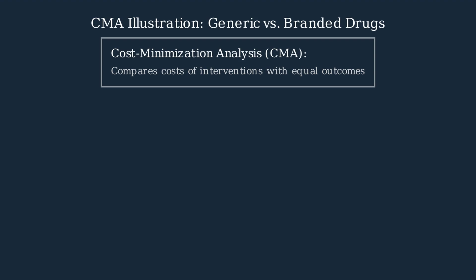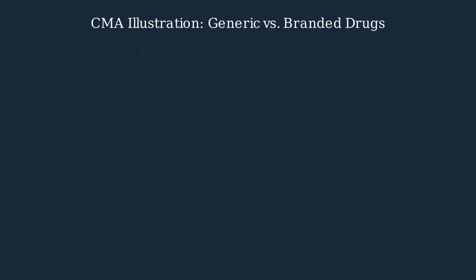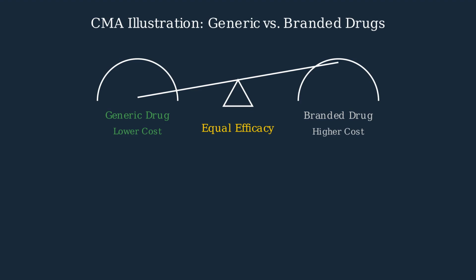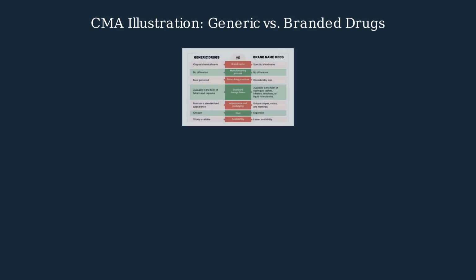Cost-Minimization Analysis, or CMA, is particularly useful when comparing interventions with equivalent health outcomes. Let's apply CMA to a practical example, choosing between generic and branded drugs. When both drugs have identical therapeutic effects, CMA tells us to select the less expensive option. Generic and branded drugs have several key differences and similarities.